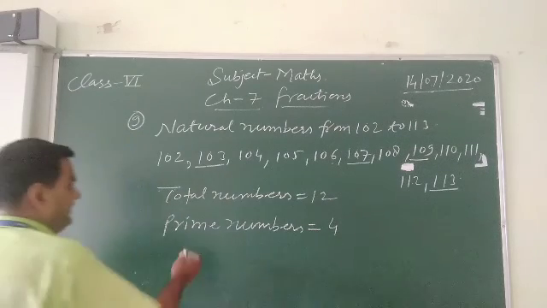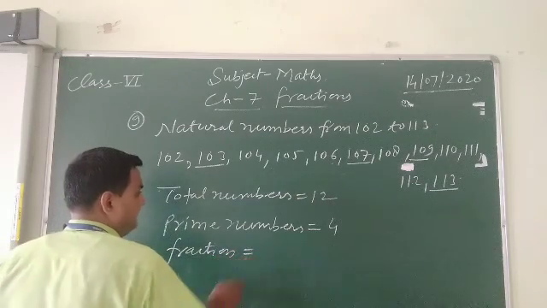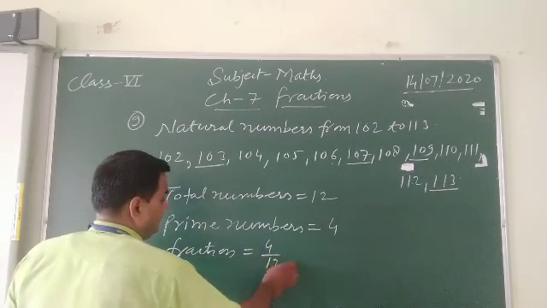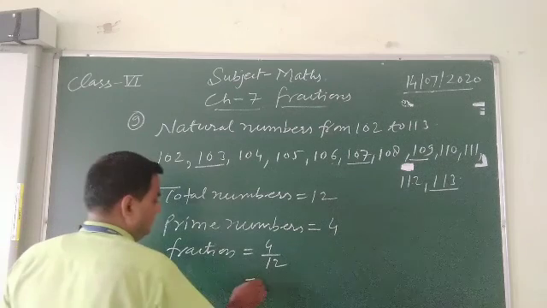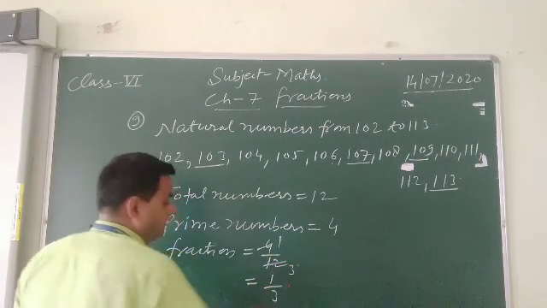So fraction is equal to 4 upon 12. Now 4 1 is 4, 4 3 is 12. Fraction equal to 1 upon 3.